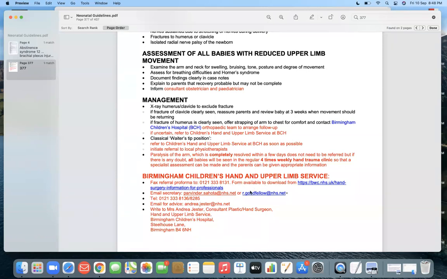If it persists, you will refer to the neurosurgeon after neurosurgery. Yes. But if it is present beyond a few days, initially you will refer to this hand and upper limb service. Okay. Yes. Okay. Done with Erb's.